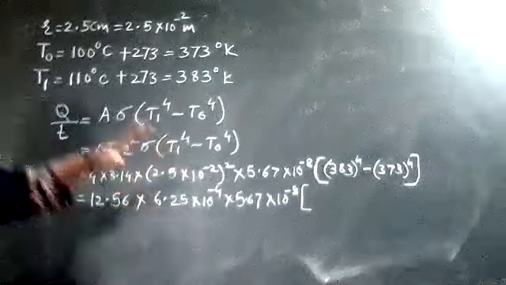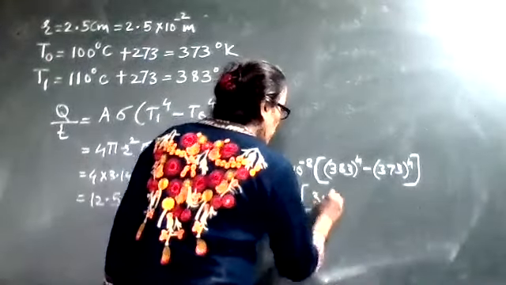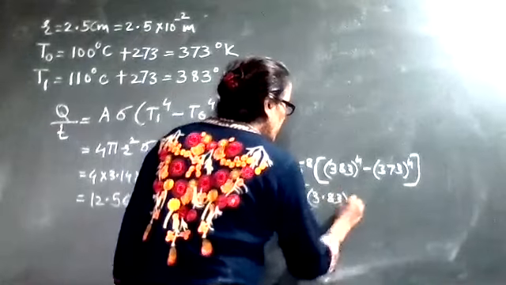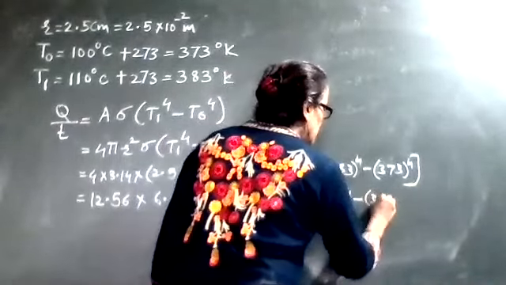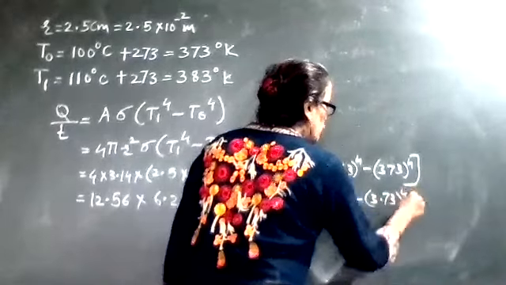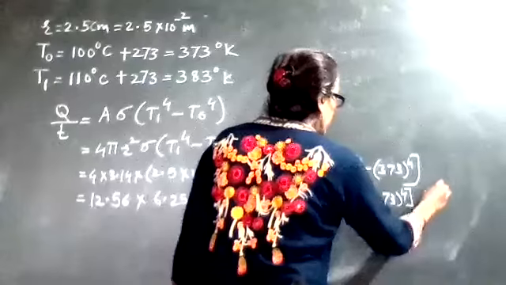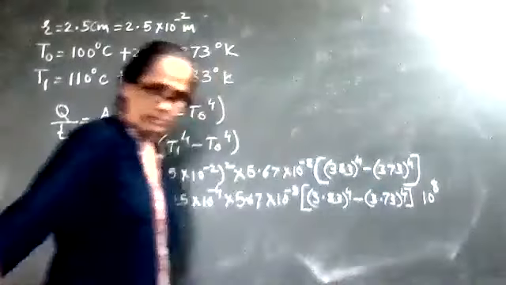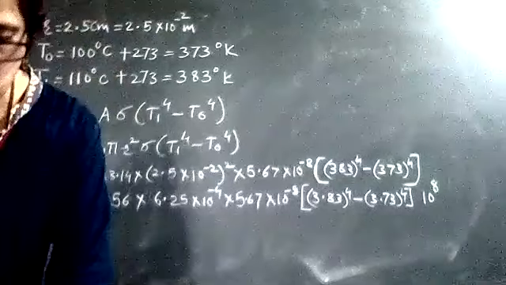So I'm getting so much huge value. So what I will do, I will do here 3.83 raised to 4 minus 3.73 raised to 4, and here in common I can say that 10 raised to 3. Is it right?